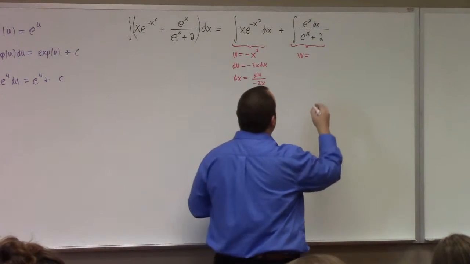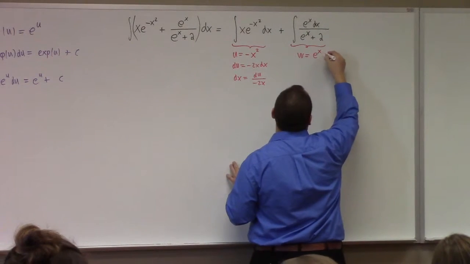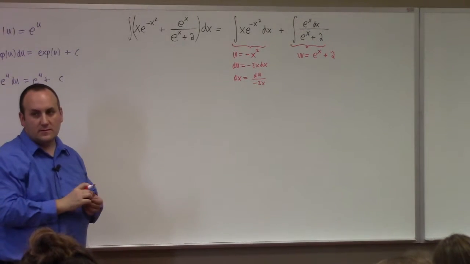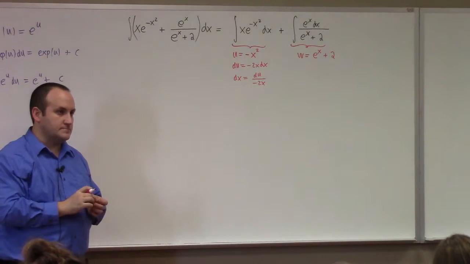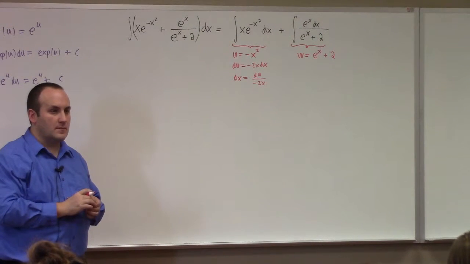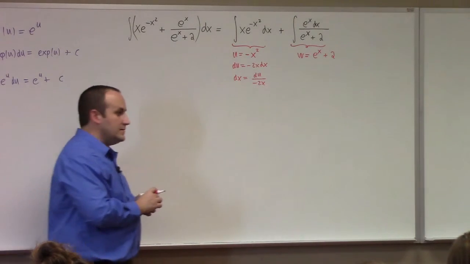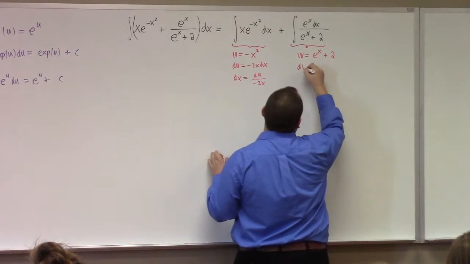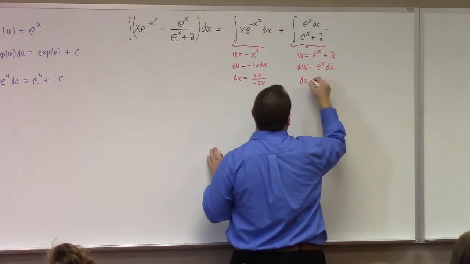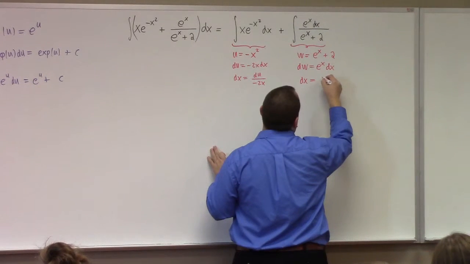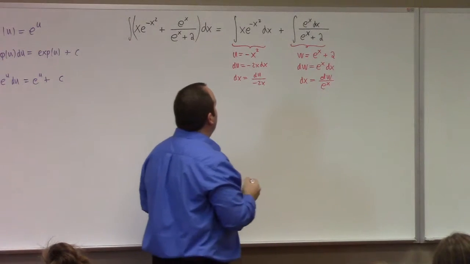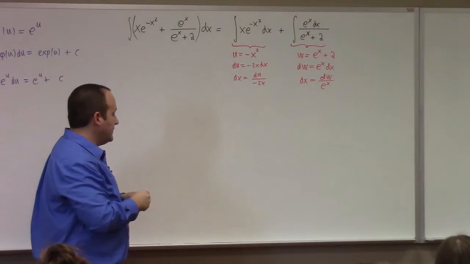Now the second integral, I get w equal to what? We're going to let w equal e to the x plus 2 on this one. What's dw then if w is equal to e to the x plus 2? It's e to the x dx, right? So dw is e to the x dx. So we solve for dx on this one. We get dx is equal to dw divided by e to the x, right? Everybody on board with what we're doing?